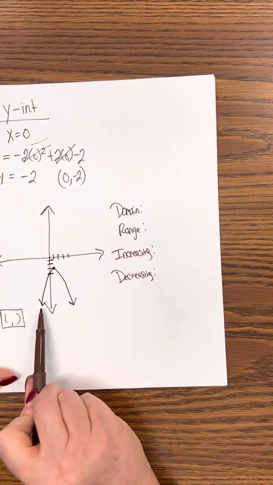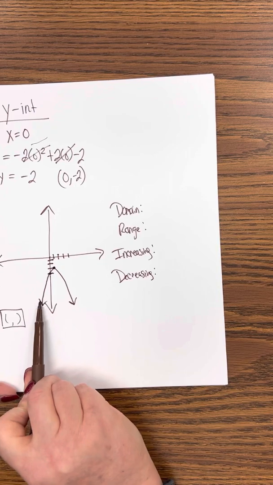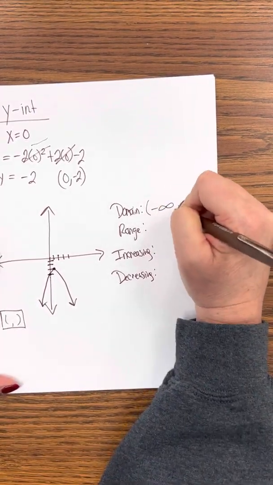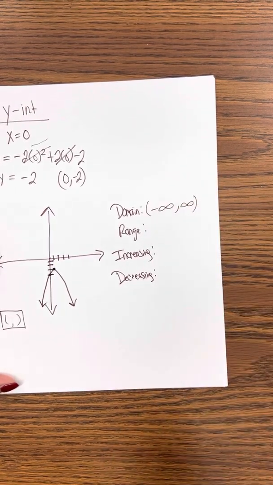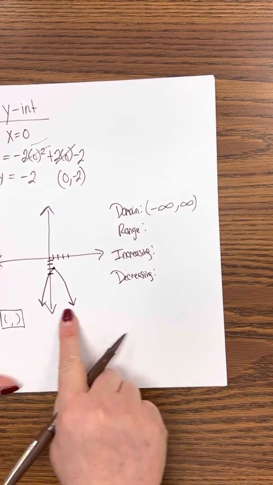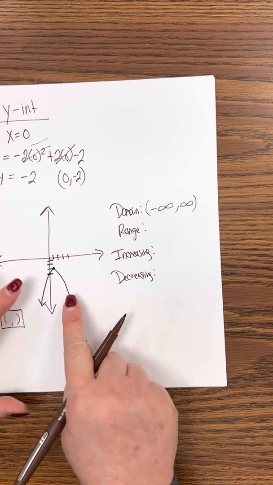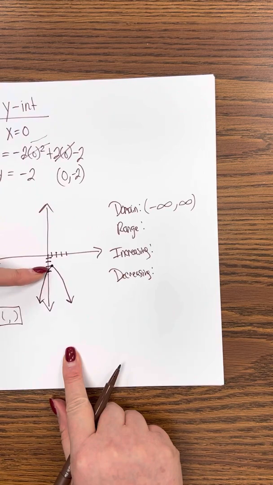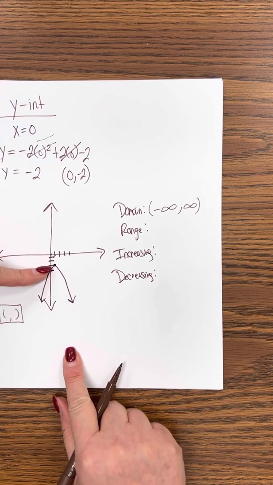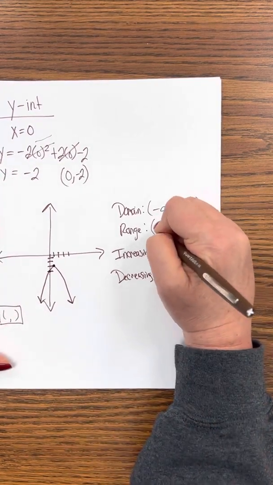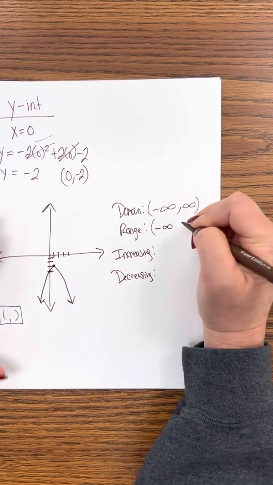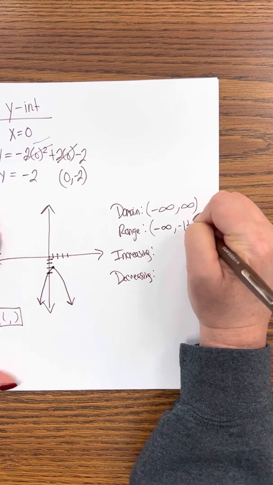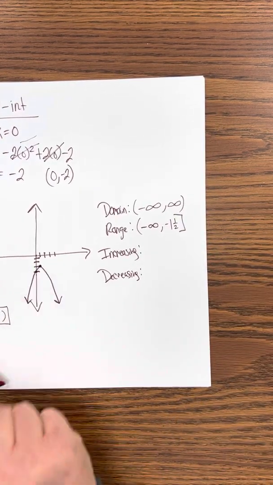Okay, your domain. Domain is the same as it has been. It's still going to be -infinity to +infinity. That doesn't change just because it's going upside down. Range does, because now the bottom of your graph is going to negative infinity. Then it goes up to negative 1.5. So it's going to be negative infinity to negative 1.5, and then that's your bracket, because that's your stopping point.